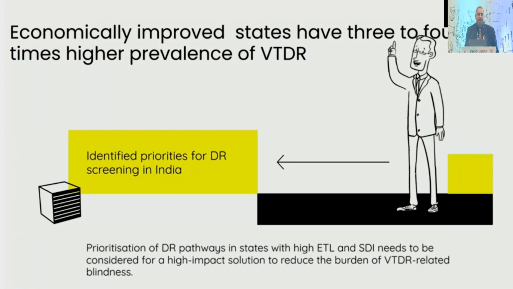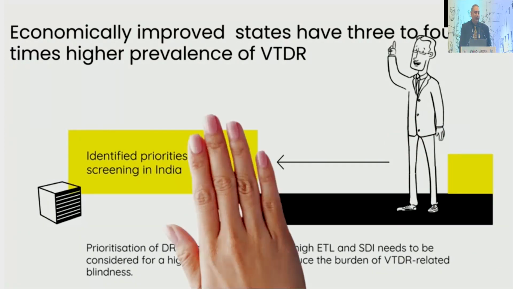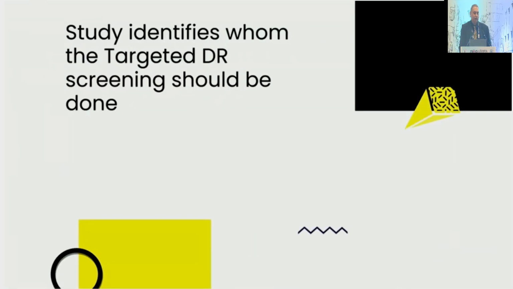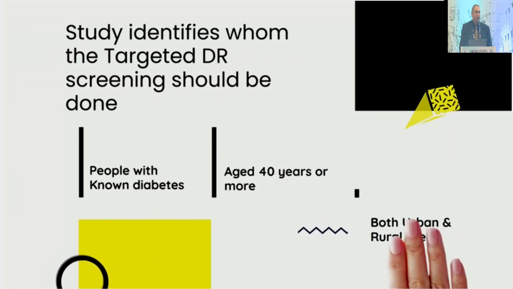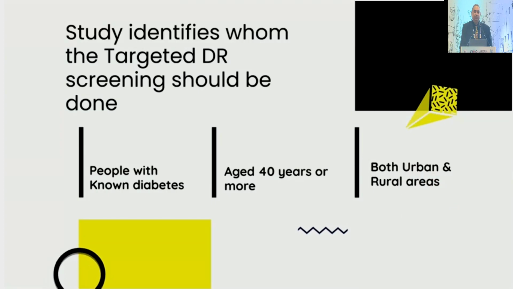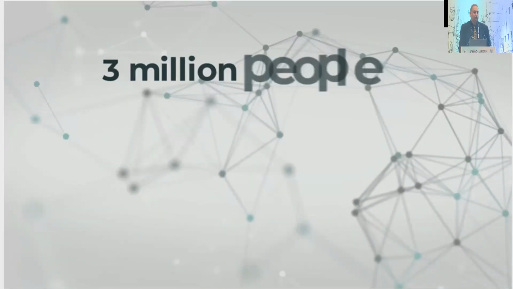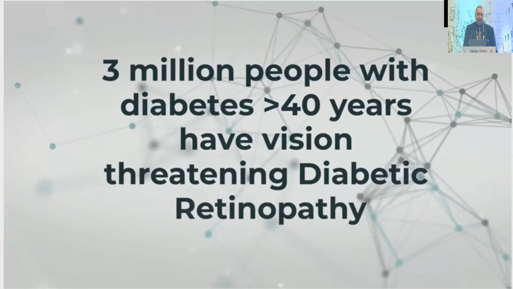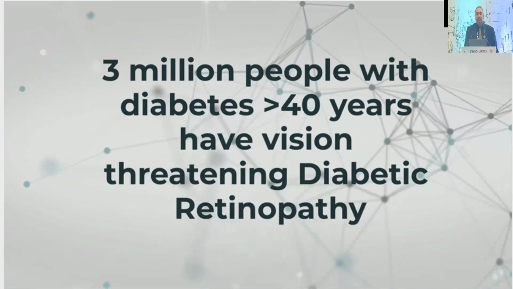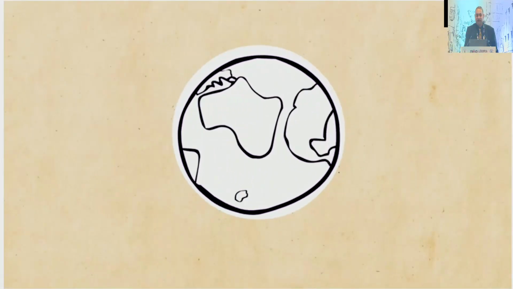You need to do a differential screening. We have to prioritize the states where we really want to work more. We identified that people with known diabetes and people more than 40 years, in both urban and rural areas, should be covered. And today we have a staggering 3 million people more than 40 years with vision-threatening retinopathy.